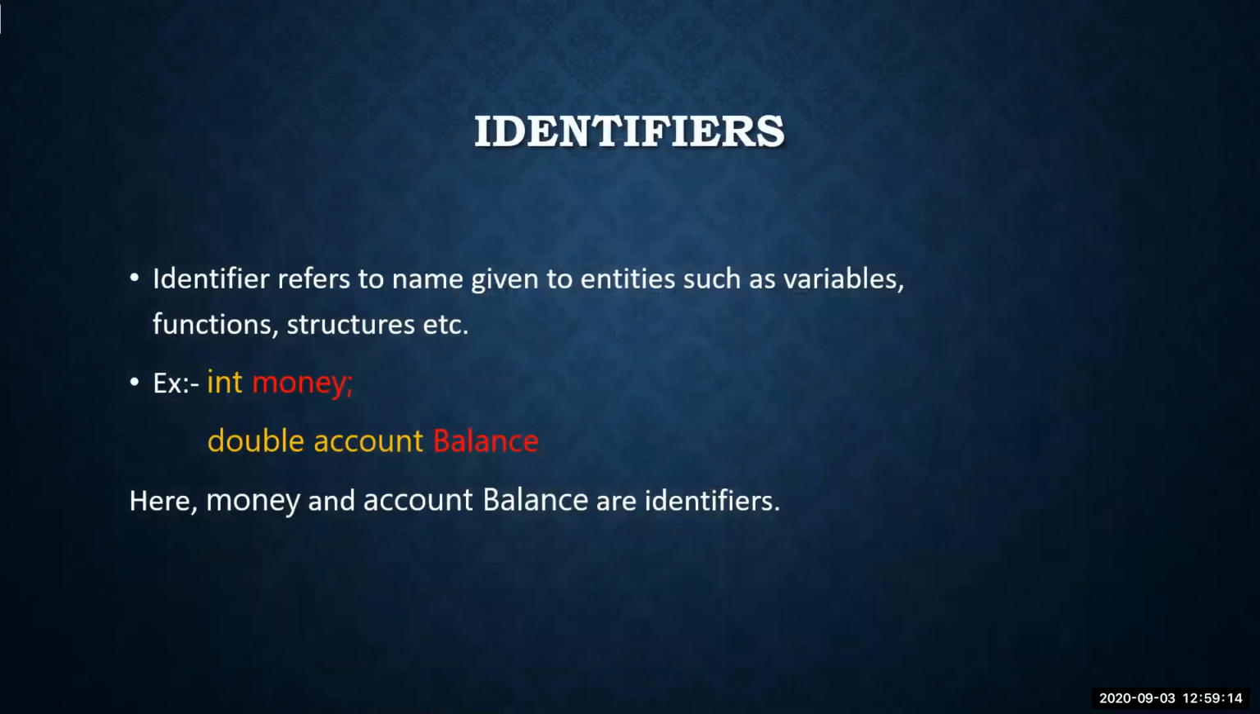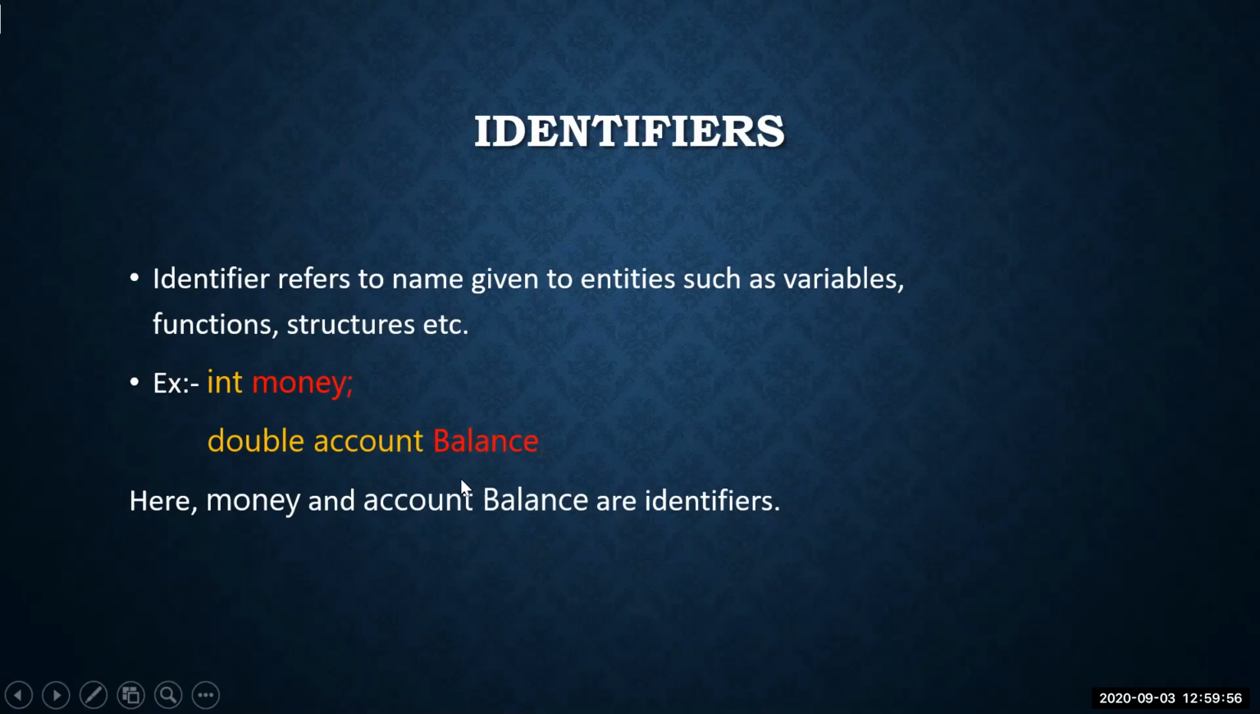Our next topic is identifier. What is an identifier? Basically, an identifier refers to the name of a given entity, such as variables, functions, structures, etc. Let's take an example. Here, we'll take int money. As we discussed before, int is a keyword and money is a variable. And a variable is also known as an identifier. So here money is the identifier.